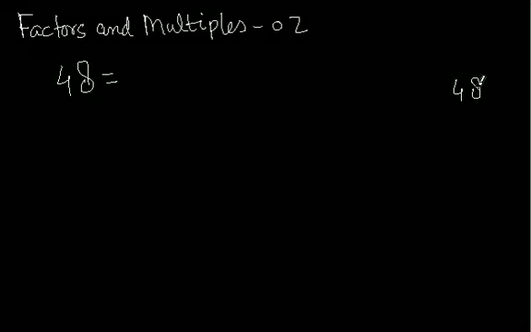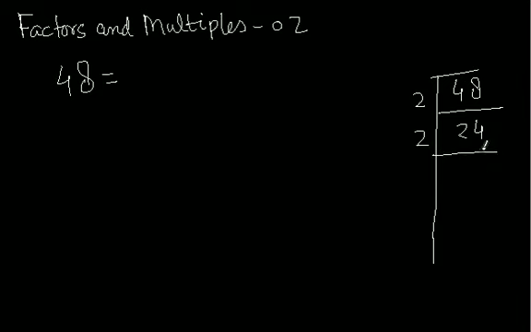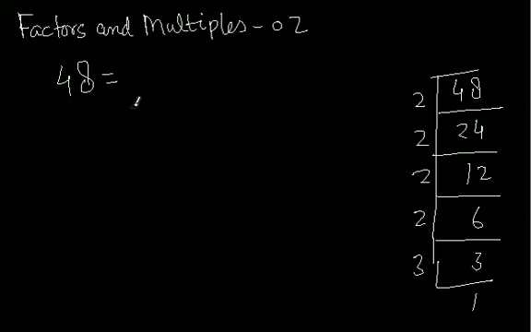So what we do, we write 48 and we keep dividing it by different numbers. For example, we divide it by 2, so 2 2s are 4 and 2 4s are 8. Again we divide it by 2, 2 1s are 2, 2 2s are 12. Again we divide it by 2, 2 6s are 12. Again we divide by 2, 2 3s are 6, and then 3, 3 1s are 3. We do this till we get 1 here. Now, if we multiply all these numbers, we'll get 48.